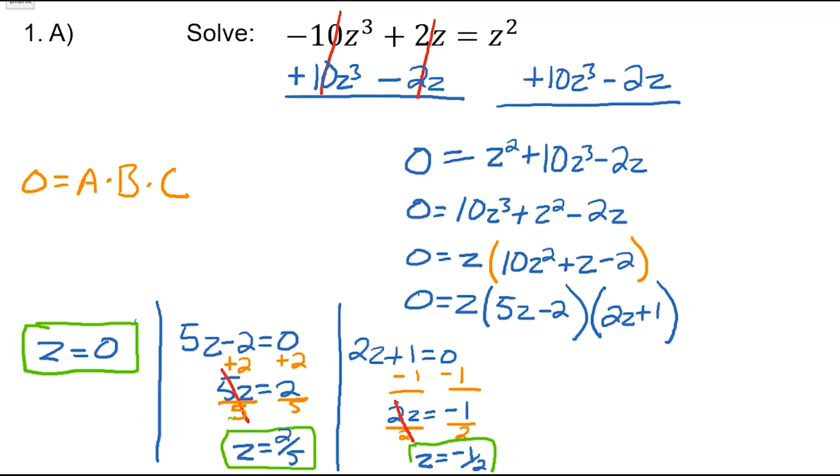Okay, and keep in mind that this was a third degree polynomial. What that means is you will have up to 3 zeros or 3 solutions for this particular equation. So if I plug any one of these numbers into the original equation, then I will get a true statement. All right, the left side would be equal to the right side.